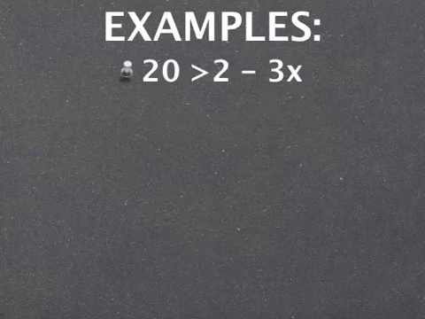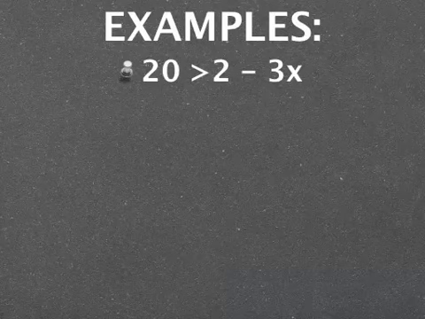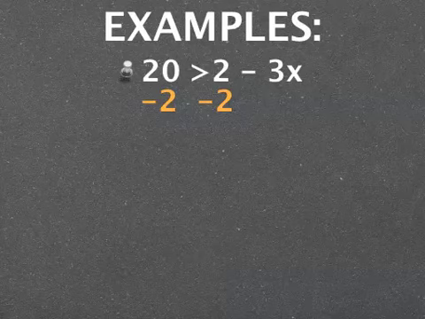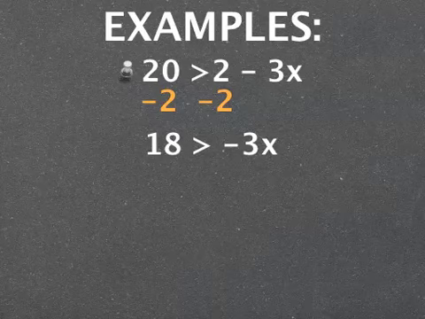The next example, we have 20 is greater than 2 minus 3x. We need to get rid of the whole number 2. In order to get rid of a positive 2 from one side of the inequality, I have to subtract 2 from both sides. When I subtract 2 from both sides, my 2's are going to cancel out. 20 minus 2 is 18, so I'm left with 18 is greater than a negative 3x.